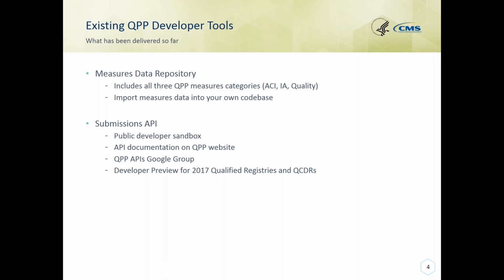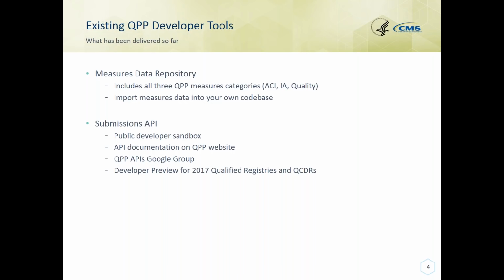In the past, you might have had to scrape the PDFs that QPP publishes or that CMS publishes or that measure vendors publish in order to program these measures into your software. With this repository, you don't need to do that. You can directly access this library of all of the QPP MIPS measures.